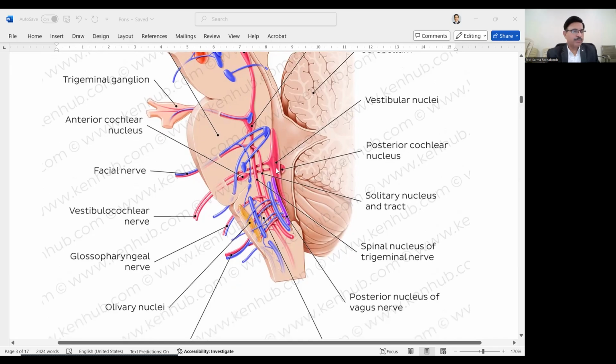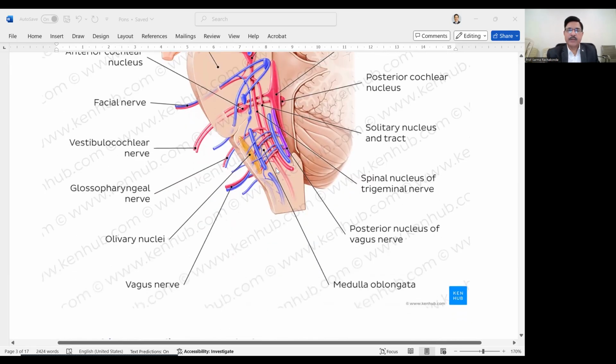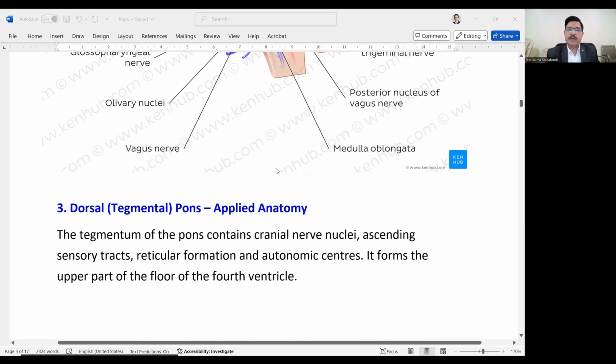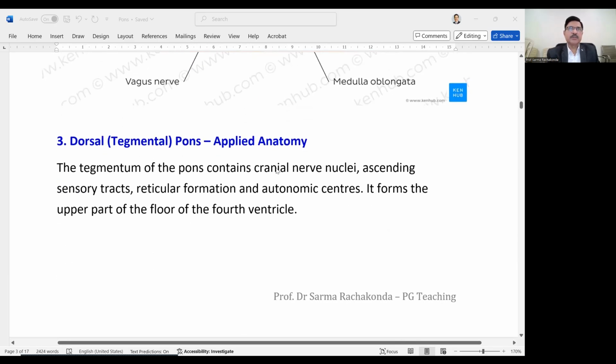Okay, understood. Now we come to the dorsal or the tegmental part. So the ventral part is called the basilar part. The dorsal part is called the tegmental part. The tegmentum of the Pons continues from the tegmentum of the midbrain, and it contains cranial nerve nuclei. I have shown you that now. The ascending sensory tracts are there. Reticular formation is there. Autonomic centers are there. It forms the upper part of the floor of the fourth ventricle.